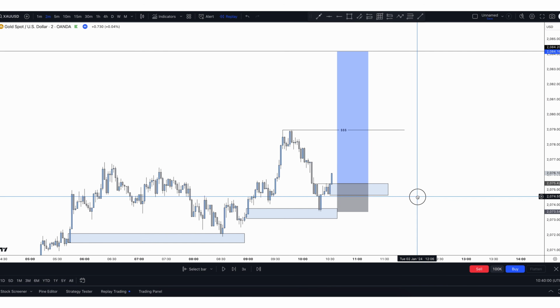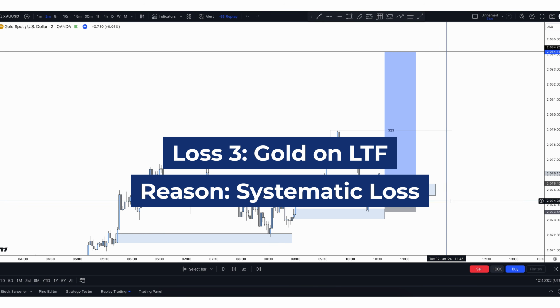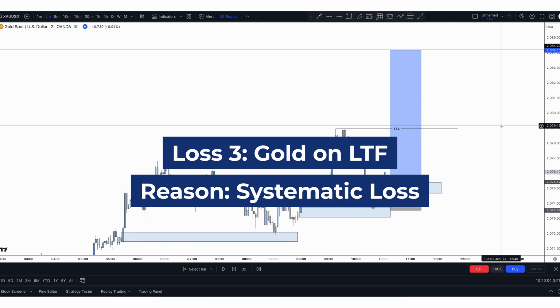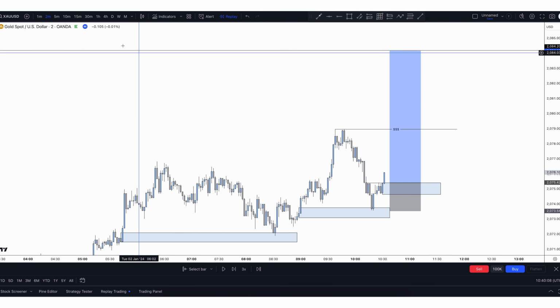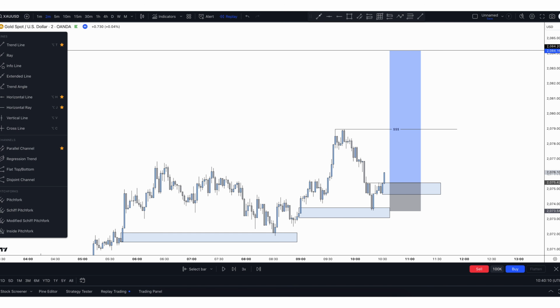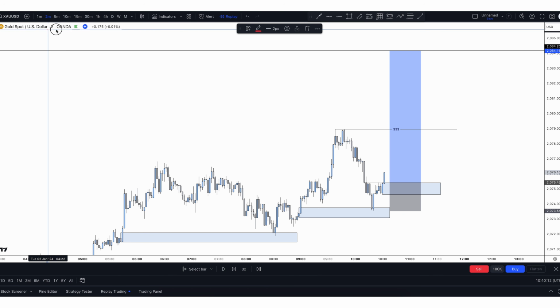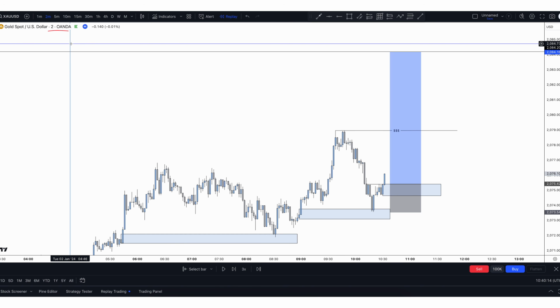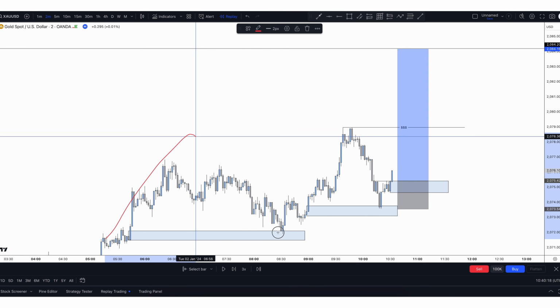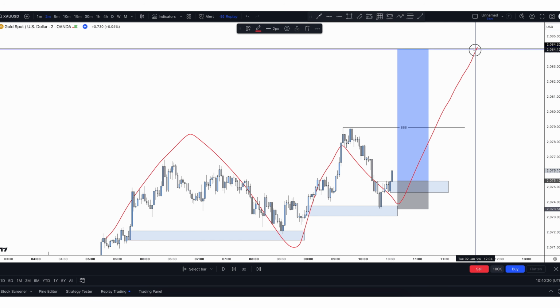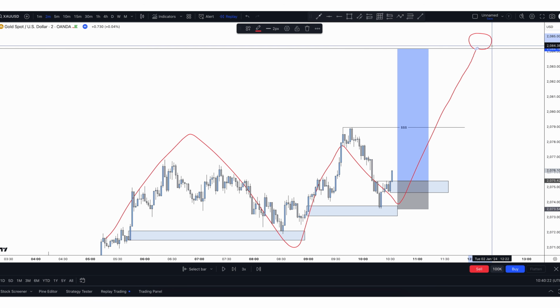The final loss to cover is this one here on gold. This was the first trade I took in 2024 on the 2nd of January. This was a very low time frame trade. So we're actually looking here on the 2-minute time frame, right? So super low time frame stuff. Now the premise for this trade was to ride this existing uptrend through towards an open area of imbalanced supply.